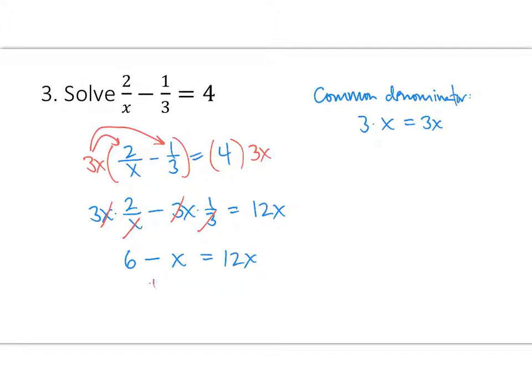Add x to both sides. That gives us 6 equals 13x. And then all we have to do is divide both sides by 13, and we get x equals 6 divided by 13.